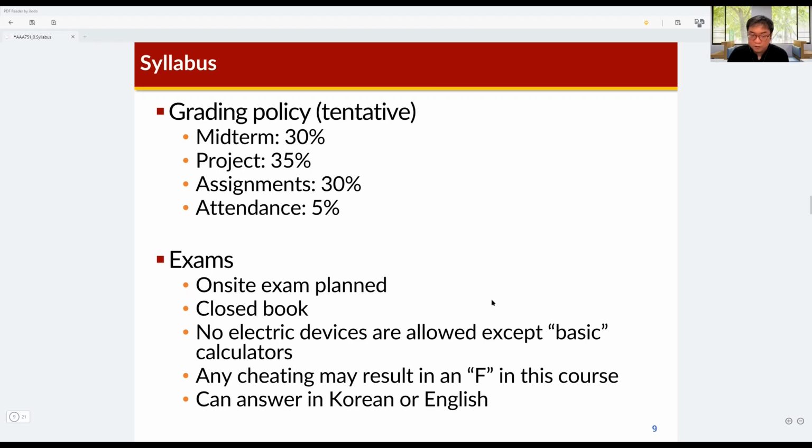I plan an on-site exam, which is closed book. This is an English course, so I will use English during the classes, but Korean students can ask questions in Korean. Teaching in English is my duty, but it's not your duty. The same applies to the exam, so you can answer in Korean, or you can also answer in English.